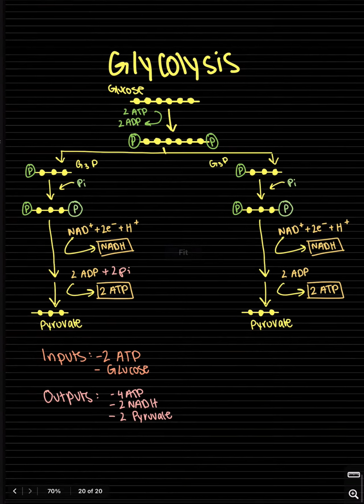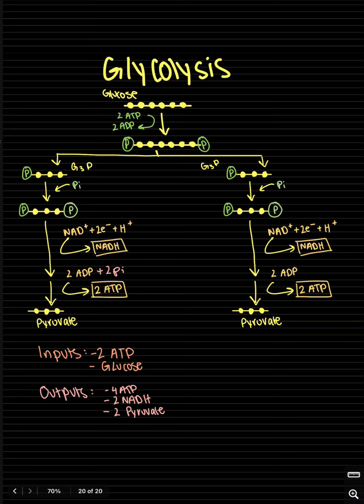So this occurs in both prokaryotic and eukaryotic cells because it does not require organelles or oxygen, because it happens in the cytoplasm. Prokaryotic cells also have cytoplasm, so they will also go through glycolysis, but then afterward they will go through a different process. That's basically it for glycolysis.